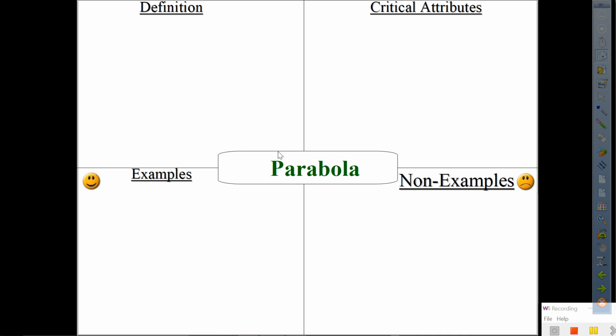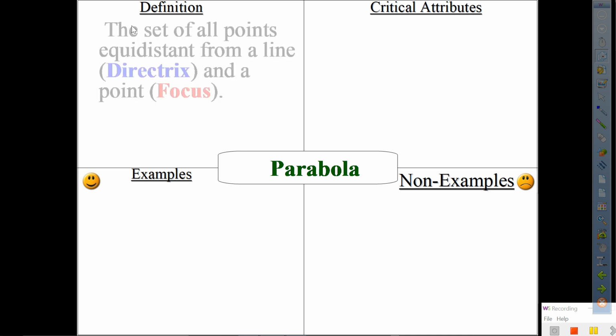Definition. What is a parabola? A parabola is the set of all points equidistant from a line, in parentheses in blue, I wrote directrix, and a point known as the focus. Once again, a parabola, we know what it looks like, right? It's a happy face, sad face, and so on and so forth. It's a curve. It's formed by the set of all points that are equidistant from a line and a point, known as a directrix and the focus.